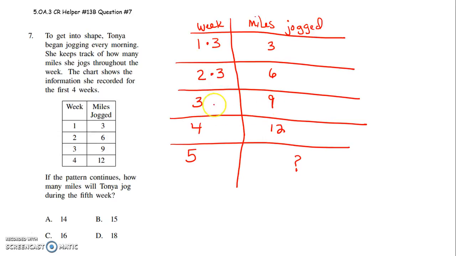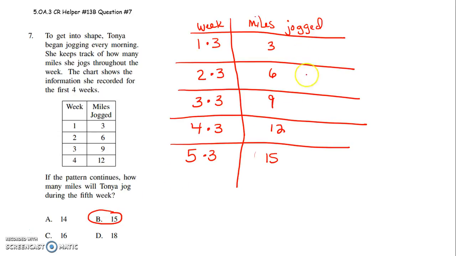How do I get from 3 to 9? 3 times 3 is 9. How do I get from 4 to 12? 4 times 3 is 12. So what do I need to do with my 5 to figure out how many miles I'll jog? Oh, 5 times 3 is 15. So in that 5th week, they'll have jogged 15 miles.